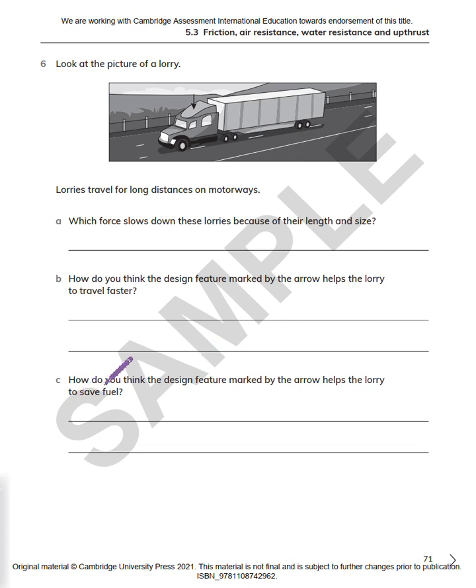How do you think the design feature by the arrow helps the lorry to save fuel? So if the lorry is slowed down, it will use more fuel to move. But if the lorry moves faster, it will not use as much fuel.